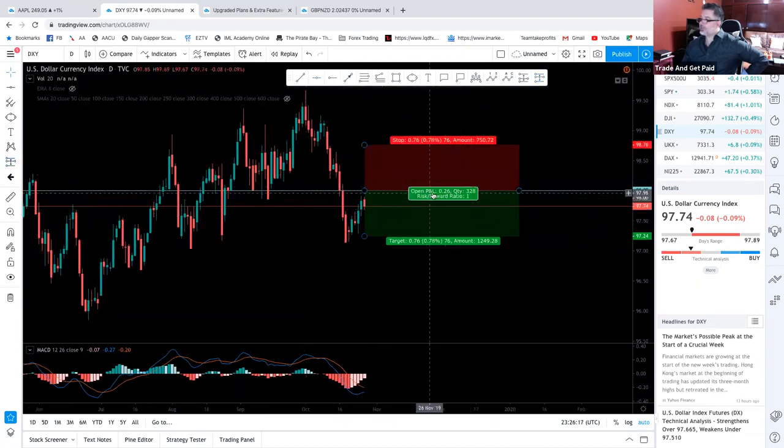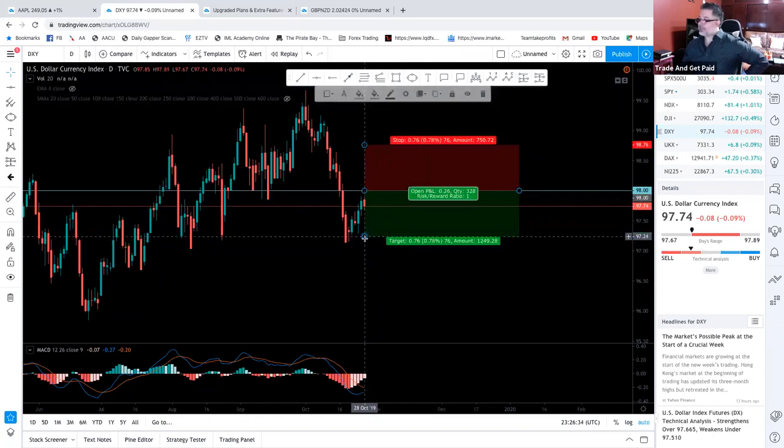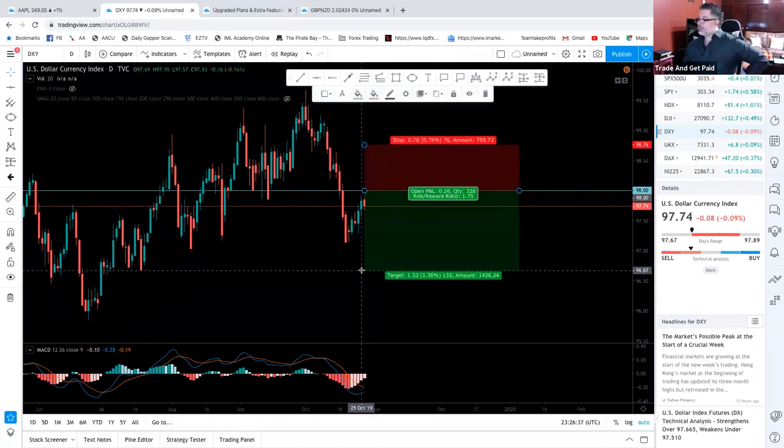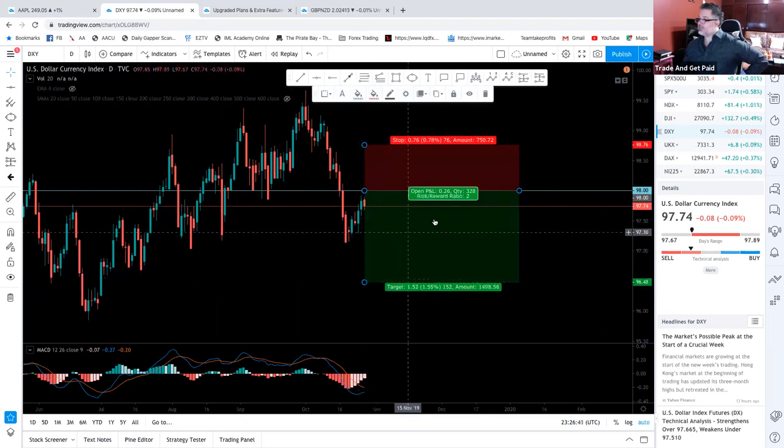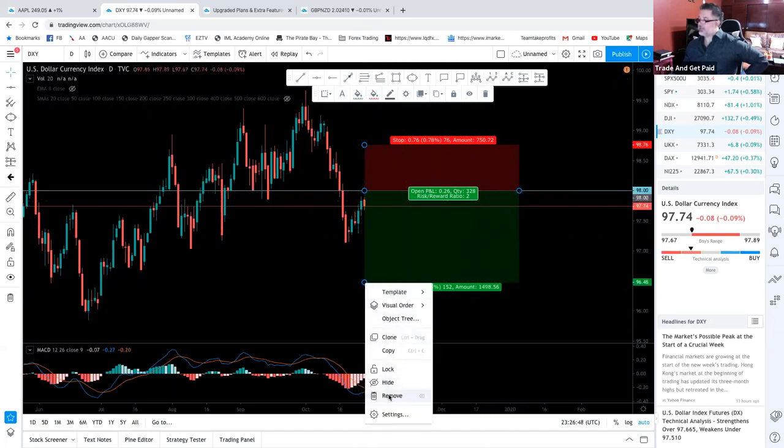This is a 1-to-1 ratio. So this is your profit going down, this is your loss going up, or your drawdown, okay? If you want a better ratio, a 2-to-1, better than the 1-to-1, you simply grab this right here and pull it down, and you can see the middle number changing. When it hits 2, you have a 2-to-1. All right? I'm going to right-click and remove it.